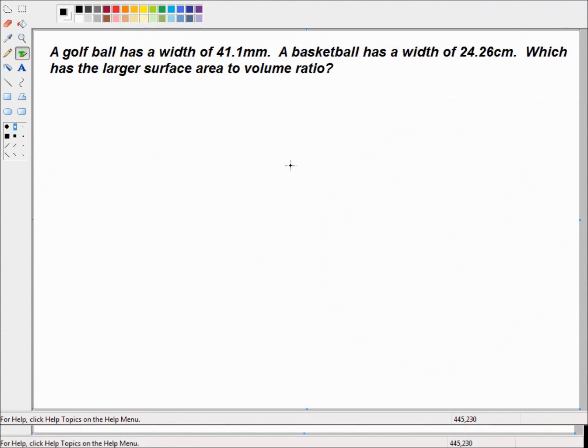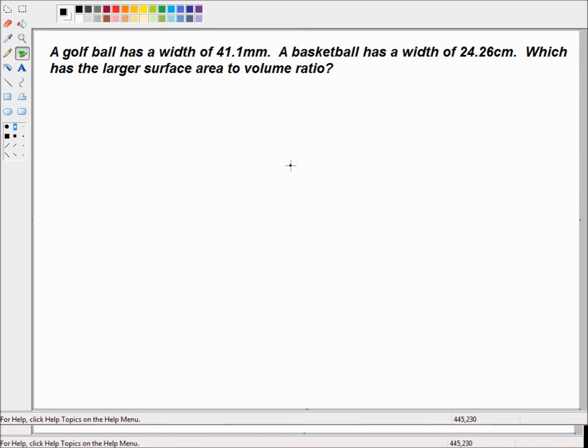Okay, so how did you get on with that question? Alright, well, there's two ways to attack this problem. One is to work very specifically with our 41.1 millimetres and our 24.26 centimetres, and to calculate the surface area and then calculate the volume for both. So you've got the surface area to volume ratio of both, and then you compare the surface area to volume ratio of both by converting them both into unitary form. A lot of hard work.